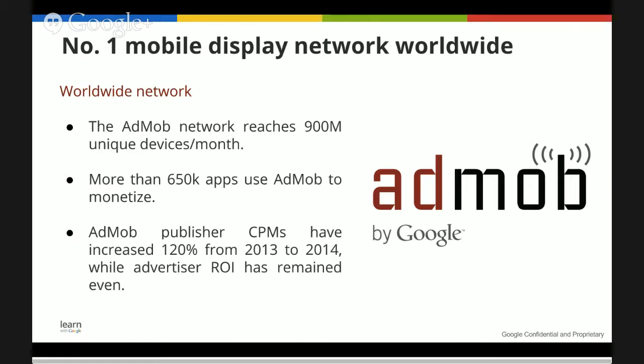We are now the #1 mobile display network worldwide. The AdMob network is now reaching 900 million unique devices per month. We have more than 650K apps that are using AdMob to monetize their own inventory. And as I said before, the CPM has increased by 120%, which is pretty awesome, while advertiser ROI has remained even. And this means that we are definitely working to increase the ROI for publishers, but at the same time, we are also really investing a lot in increasing the advertisers' effectiveness and campaign performance.